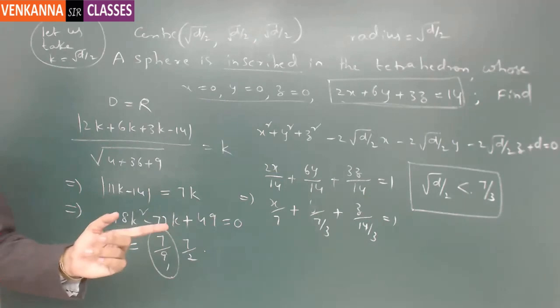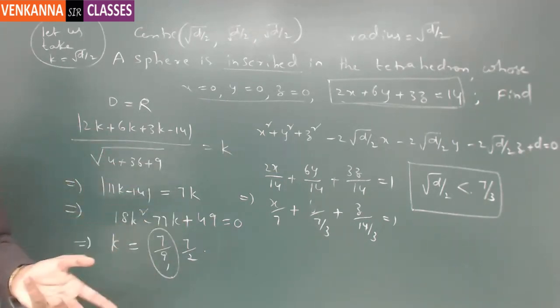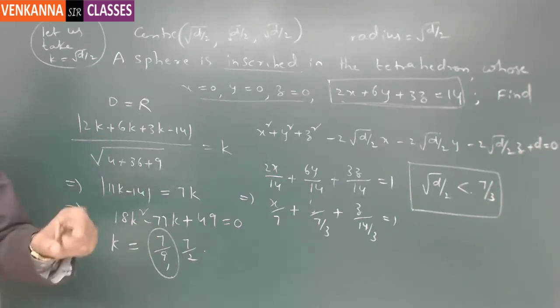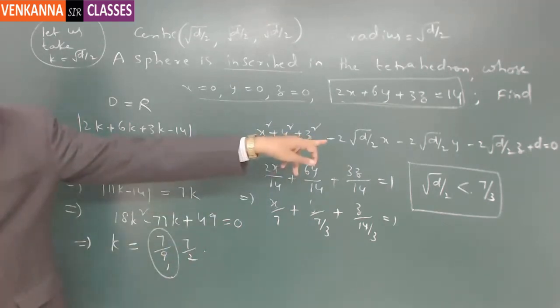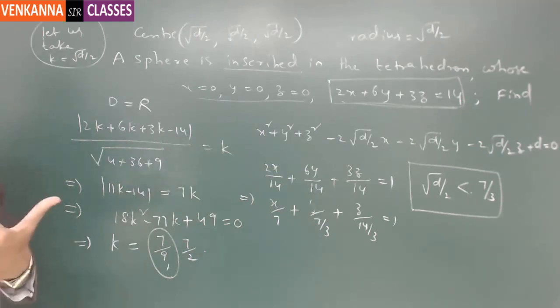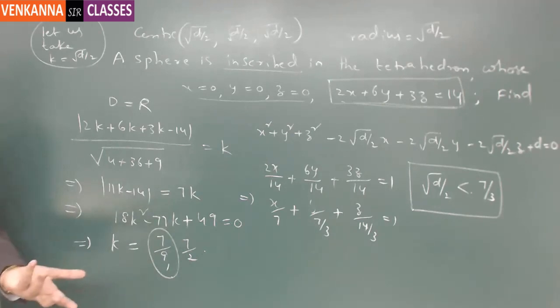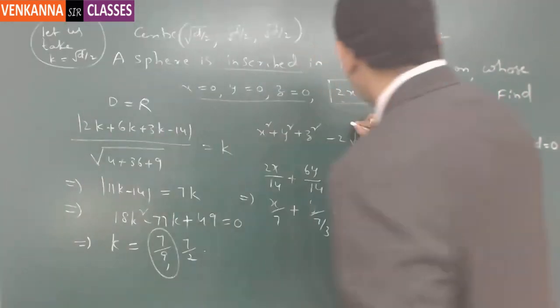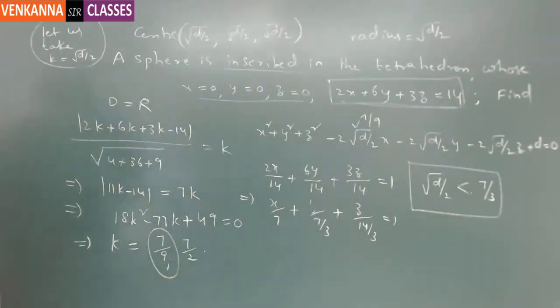Plane is making intercepts on the axis. Sphere is also making intercepts on the axis. So in order to fit a sphere in the tetrahedron, these intercepts must be less than the plane intercepts. That's why root d by 2 must be less than 7 by 3. So among the two values, we consider 7 by 9 because it is less than 7 by 3. So by substituting this 7 by 9, we get our required answer. That's it.